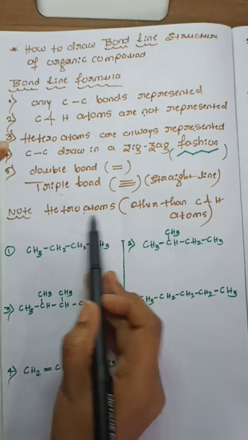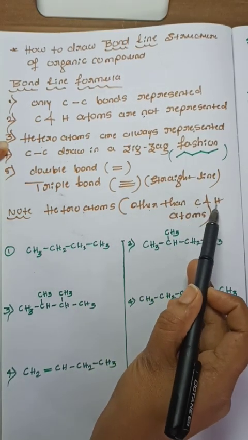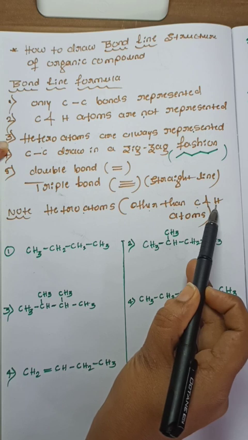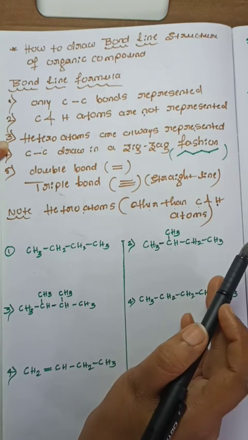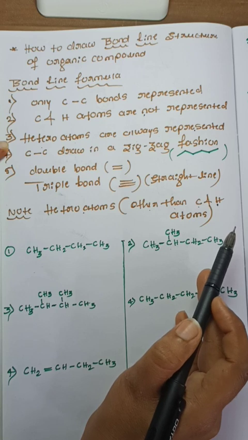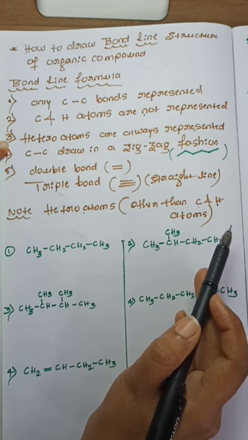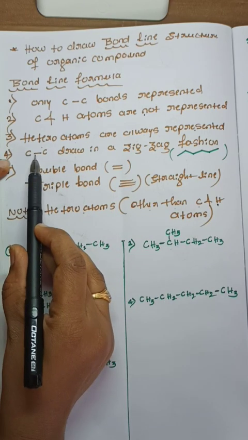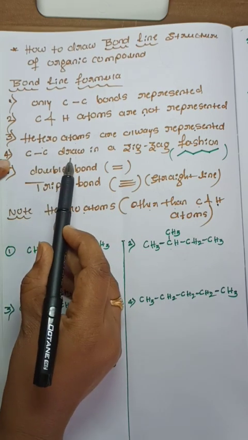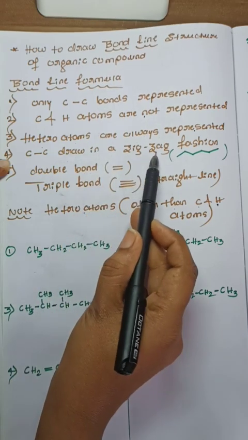Heteroatoms means the atoms other than carbon and hydrogen atoms. For example, nitrogen is a heteroatom, oxygen is a heteroatom, and sulfur is also a heteroatom. All the atoms other than carbon and hydrogen are called heteroatoms. Those heteroatoms are represented. Then the fourth point is carbon-carbon bonds are drawn in a zigzag fashion.